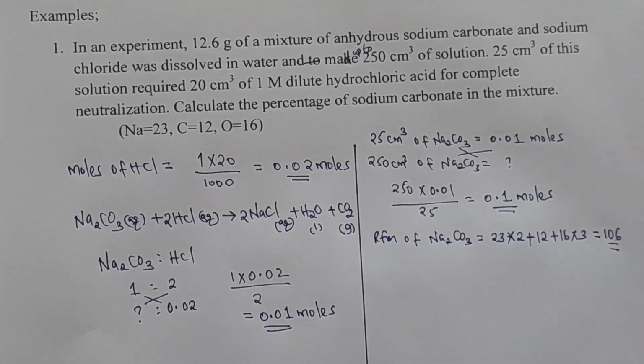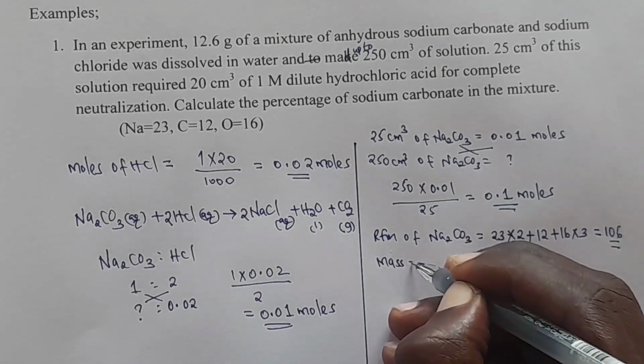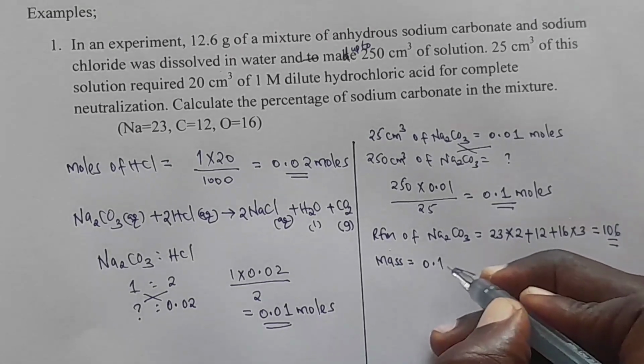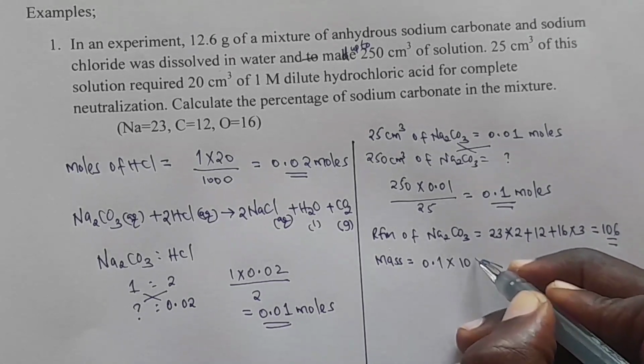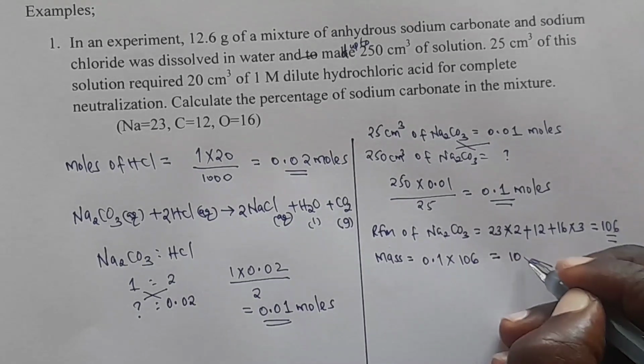Next we are going to get the mass. What's the formula for calculating mass? Mass is given by moles times RFM. So the moles of sodium carbonate is 0.1 times 106. Here, what we get is 10.6 grams.